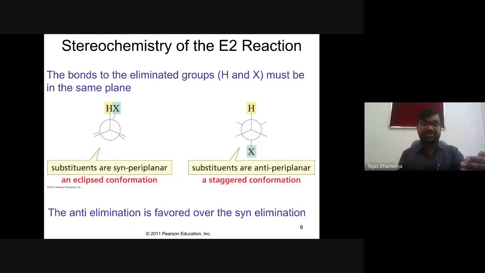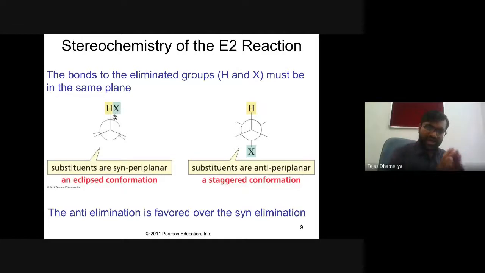So these Newman projections are for two carbons which are adjacent to each other. You can assume that this is the front carbon, and this carbon is the back carbon, which is termed the rear carbon. If the front carbon and the rear carbon are exactly aligned, then it is called the syn periplanar conformation. Here the front carbon is attached to the hydrogen and the rear carbon is attached to the halogen.